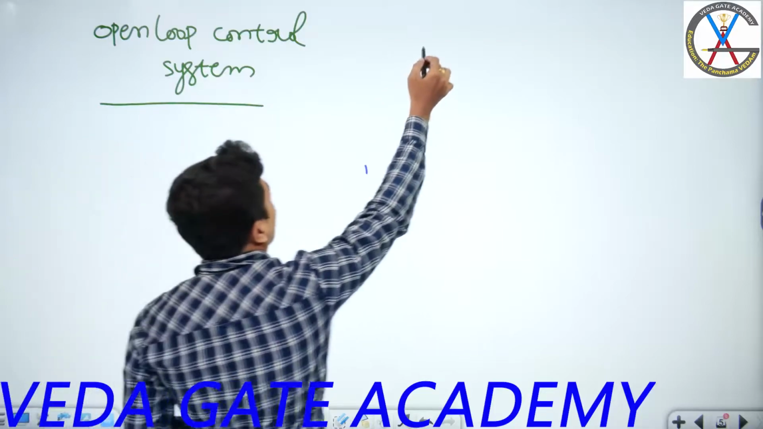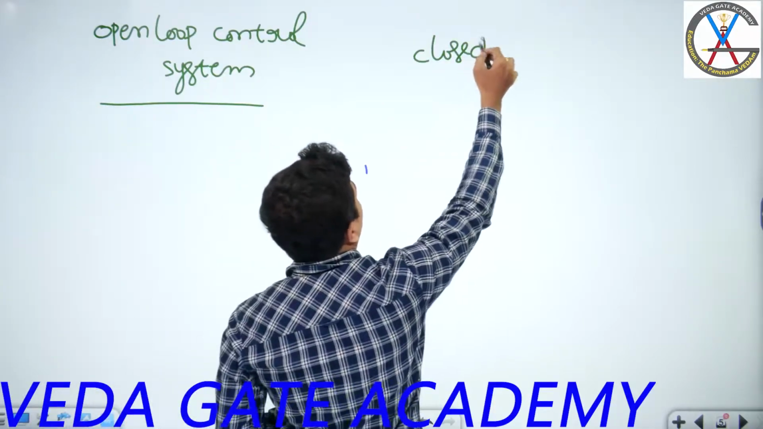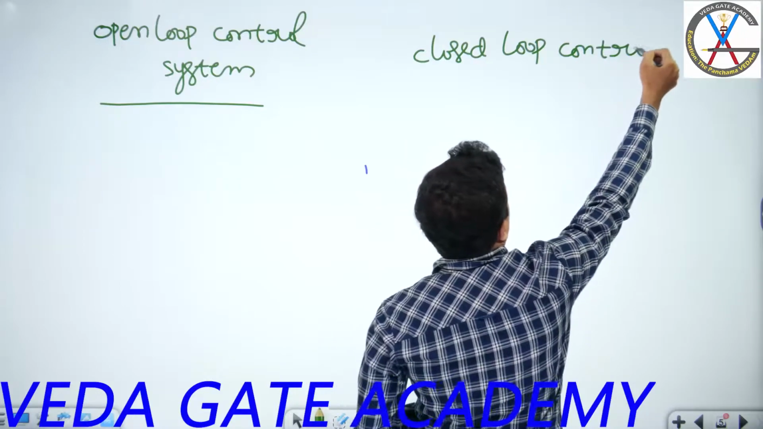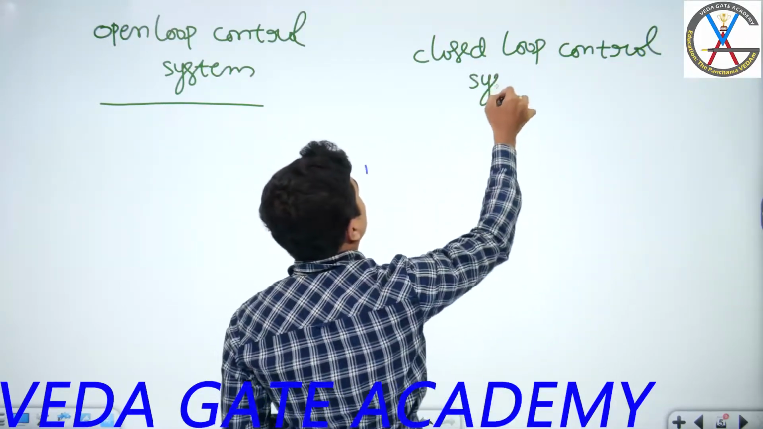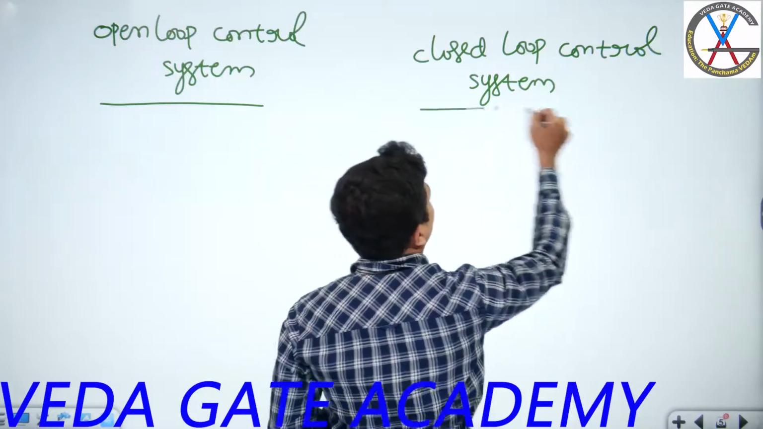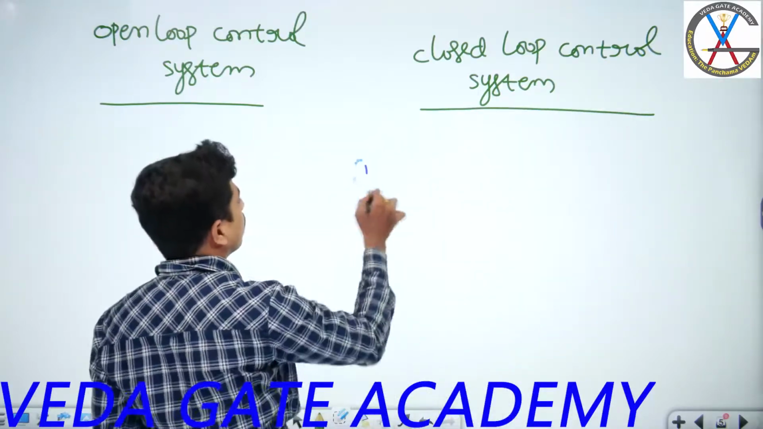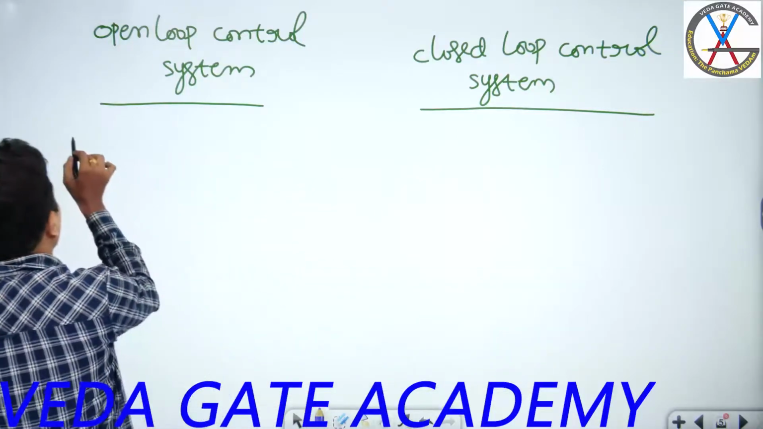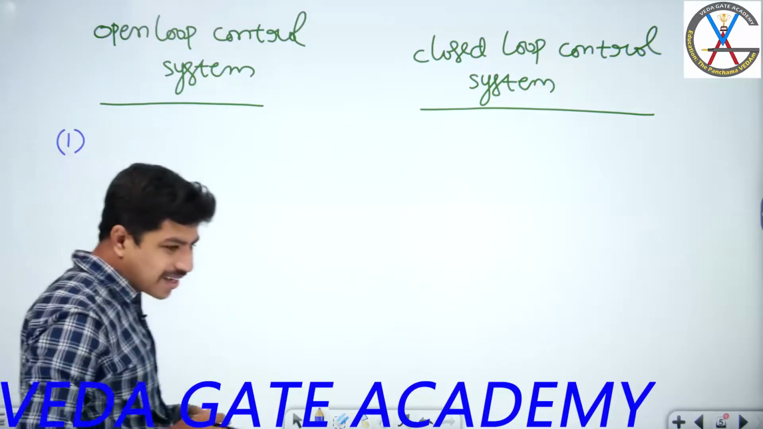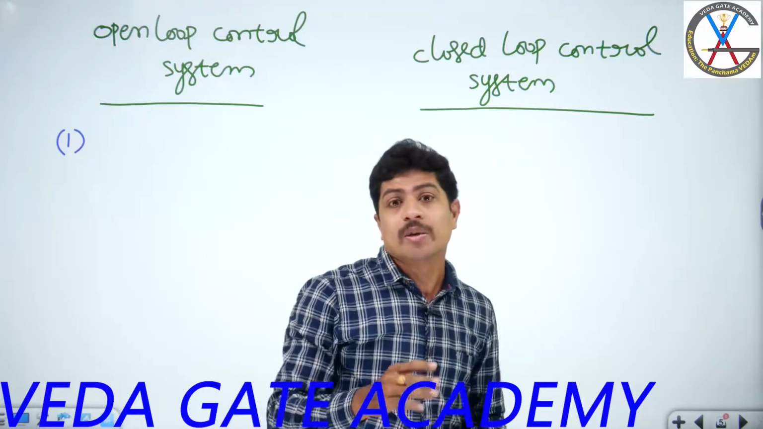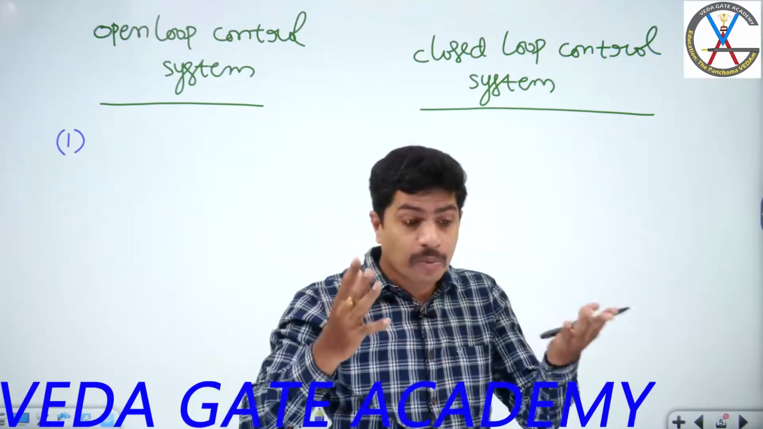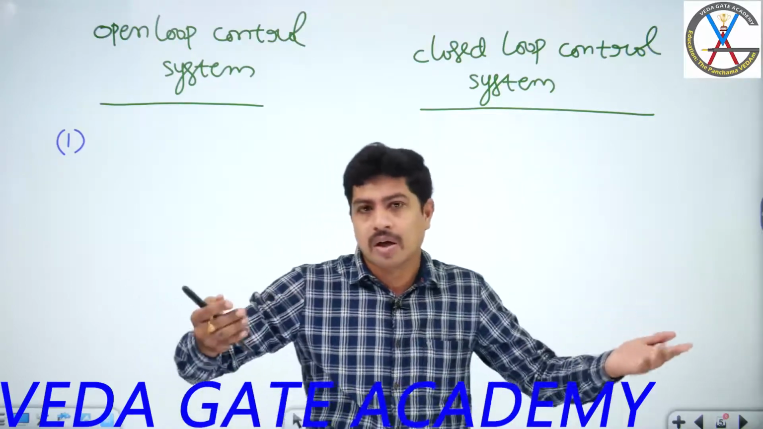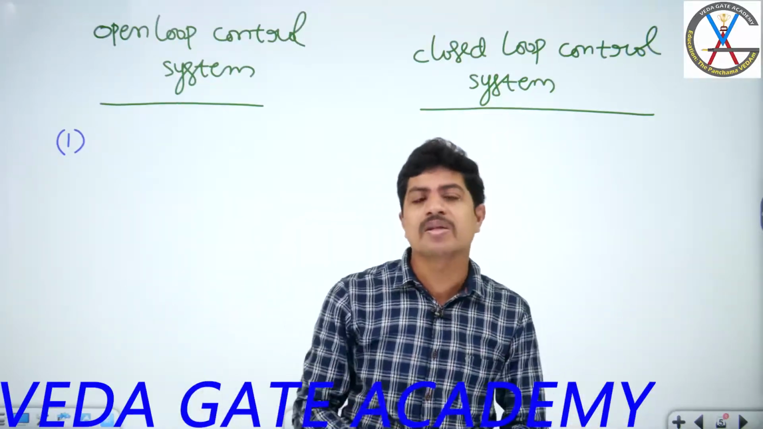Let us take a closed loop control system. The first point in open loop control system is what we understood. What is the drawback in open loop control system? Suppose your brain is acting like an open loop control system, human beings are not able to survive for no time. Within no time, human beings will die.